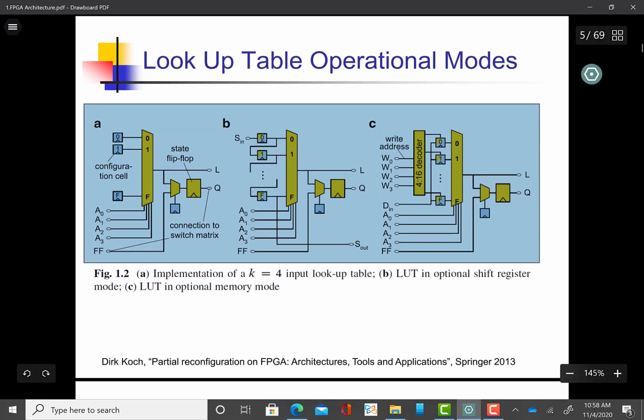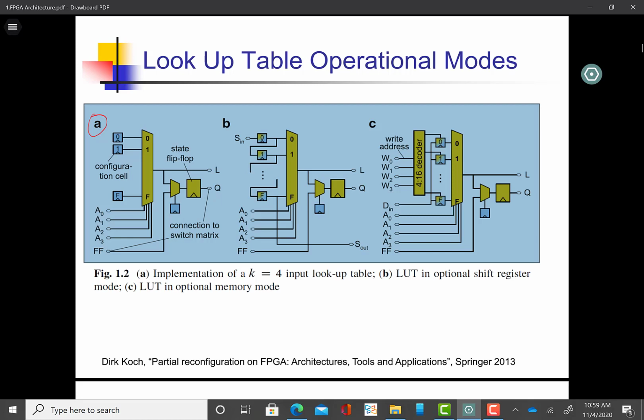And now in commercial FPGAs, the lookup table is implemented in a way that it can be configured to multiple functions. So let's take the circuit in A.